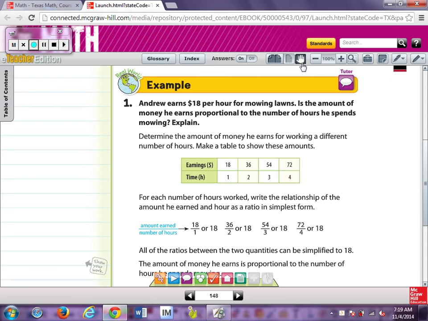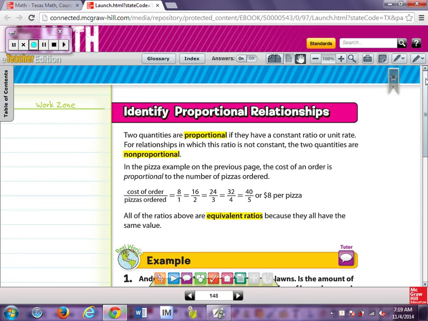Hello, today we are talking about Chapter 2, Lesson 4, Identifying Proportional Relationships. We're going to begin here on page 148. In the beginning here, we have some vocabulary words that are brought to us.